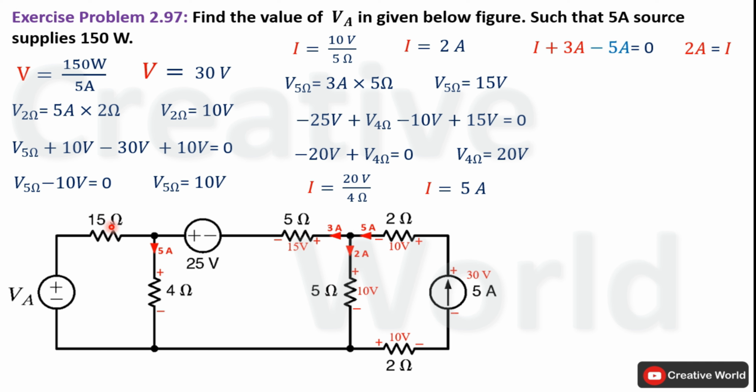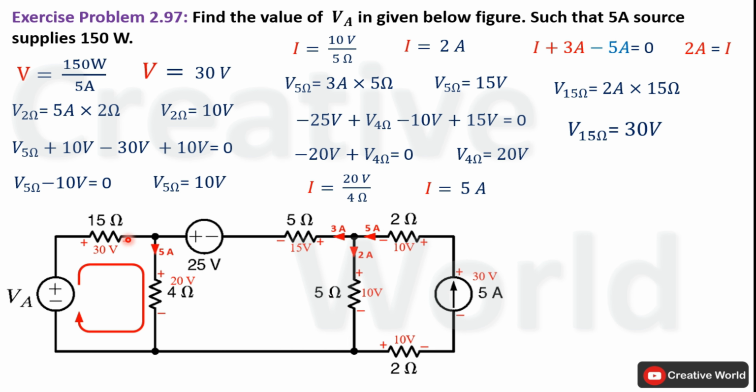Now we can calculate voltage across this 15 ohm resistance because current through it is calculated. So voltage across this 15 ohm resistance will be the product of 2 ampere and 15 ohm. It will become 30 volt. 30 volt will be appearing across this 15 ohm resistance with positive sign here and negative sign here. Modify the network by indicating voltage along with its polarity across this 15 ohm resistance.